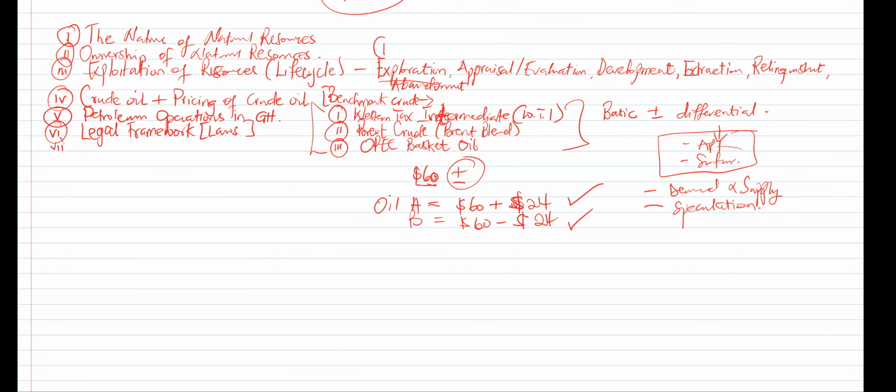Then we come to the fiscal regime of oil and gas. This fiscal regime, take it very seriously.